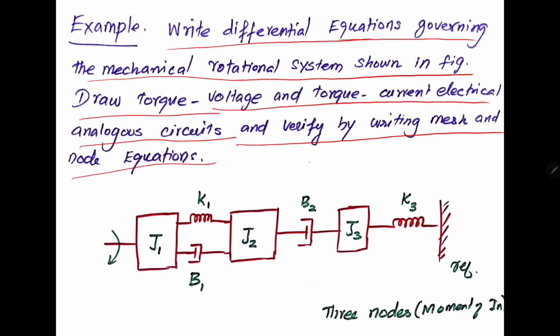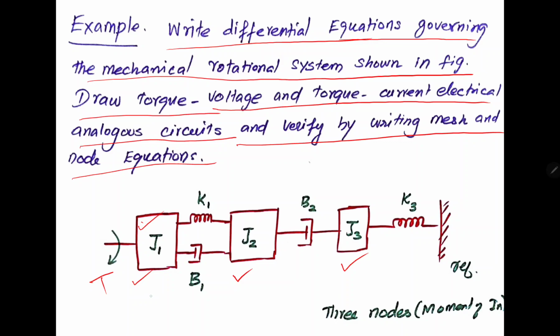So this is the mechanical rotational system given. When you look at this mechanical system, you find three nodes: one node at J1, another J2, and J3. In between J1, J2, and J3, a spring and dashpot are connected, and torque is supplied on the first mass element, that is J1. So with this we are going to solve the problem.